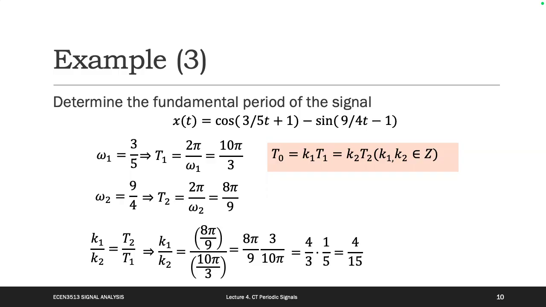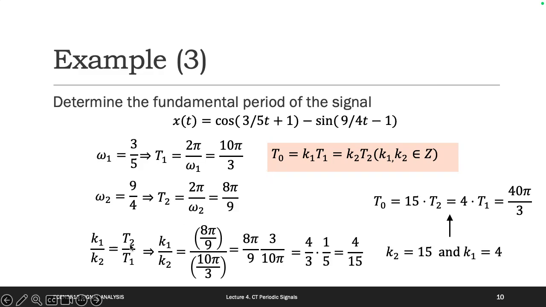Yes, it is. So what is k1? What is k2? That's right. k1 is 4 and k2 is 15. That makes sense to you? So what is T0 now? Just put it back: k1 multiplied by T1, am I right? T1 is equal to this one, multiplied by 4, so it will be 40 pi over 3, am I right? Or you can put 15 into this equation, 15 multiplied by 8 pi over 9. It's the same value.